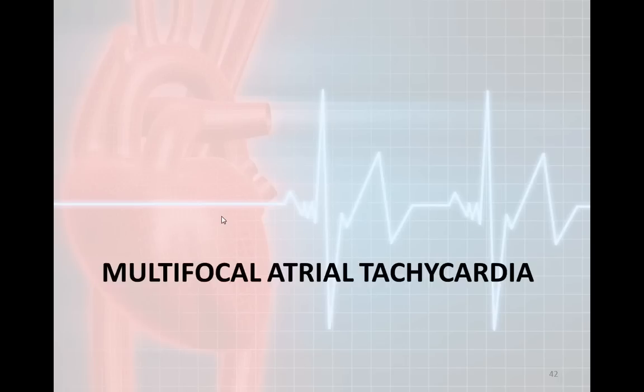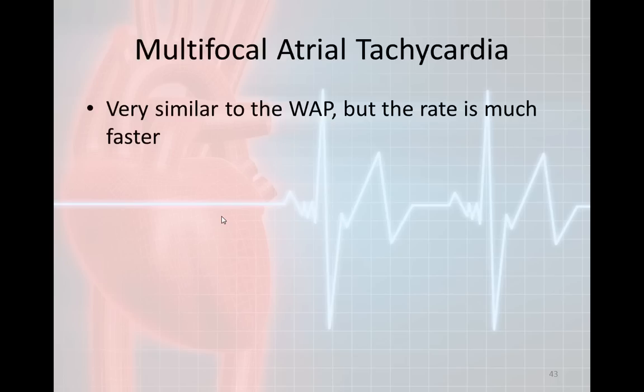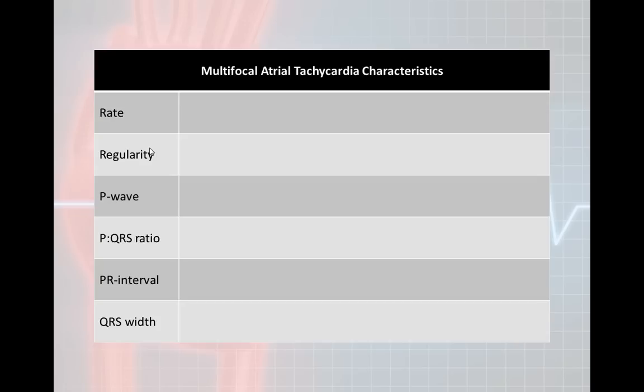Next, we're going to discuss multifocal atrial tachycardia. This is going to be really easy because if you understand what wandering atrial pacer is, then you're going to be able to understand very easily what a multifocal atrial tachycardia is. The only difference is it's faster. The heart rate is faster. That is all. So let's look at the characteristics of a multifocal atrial tachycardia here. The rate itself is going to be greater than 100 beats per minute. That is the only difference between a wandering atrial pacer and a multifocal atrial tachycardia.